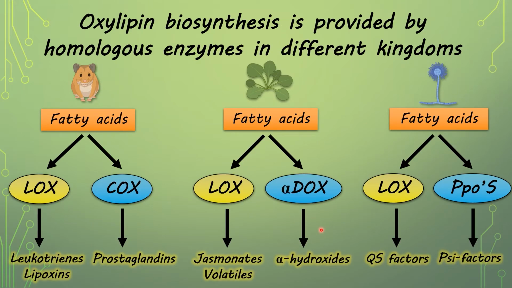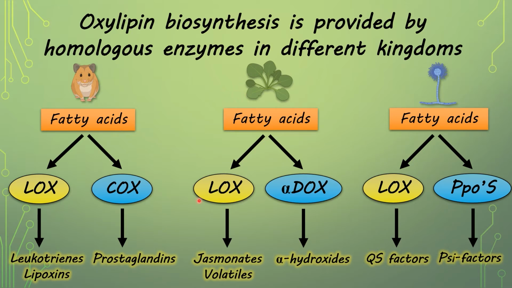Oxylipin biosynthesis in vertebrates, including humans, starts from two main enzymes, lipoxygenase and cyclooxygenase. Lipoxygenase starts a pathway leading to leukotrienes and lipoxins, and cyclooxygenase starts the pathway leading to prostaglandins. This outline is conserved in plants and fungi.